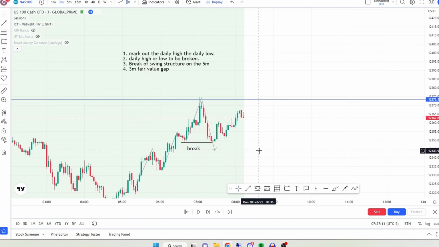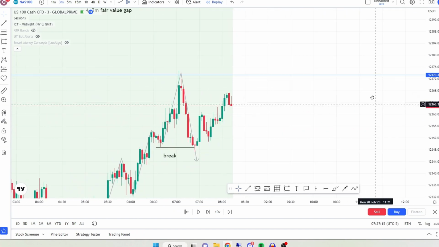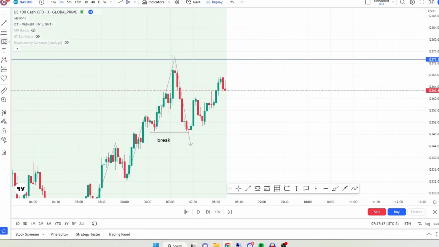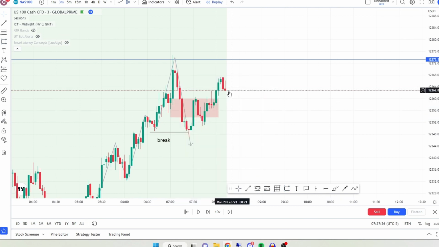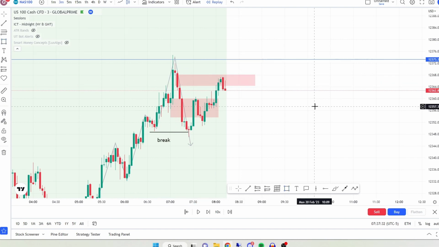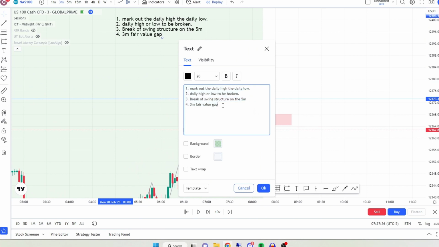All right, so we're on the 3 minute now and looking for a 3 minute fair value gap. Now, one thing about this fair value gap, right? So there is a fair value gap here, okay? Let me make this a better color for you guys so you can see. There's a fair value gap here. There is a fair value gap here as well, okay? Now, we are always looking for the fair value gap that is at the extremity, okay?